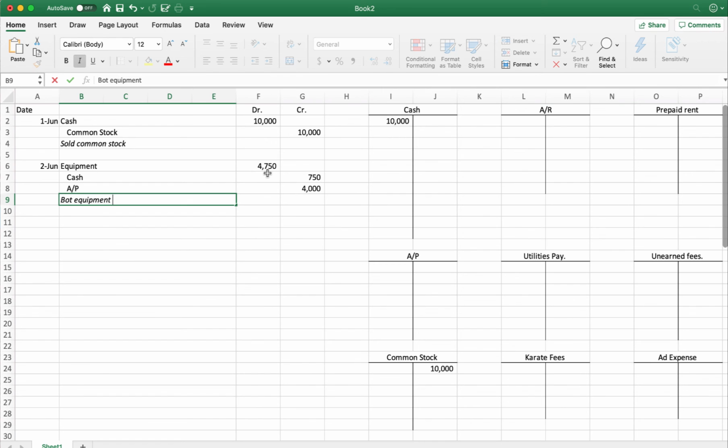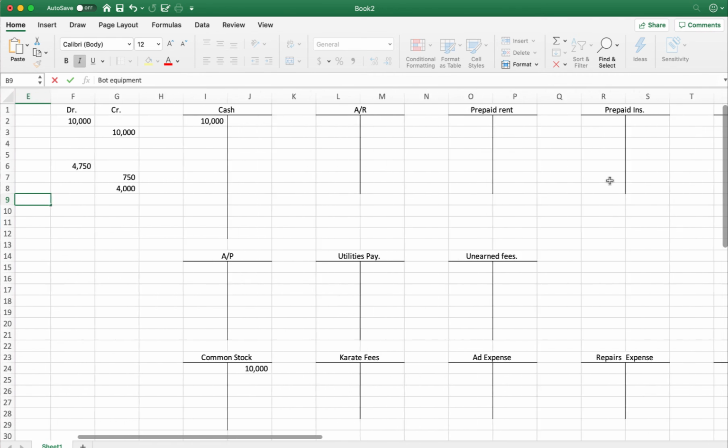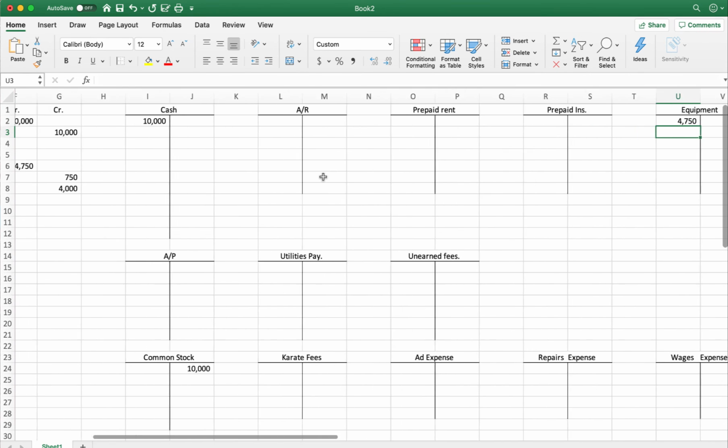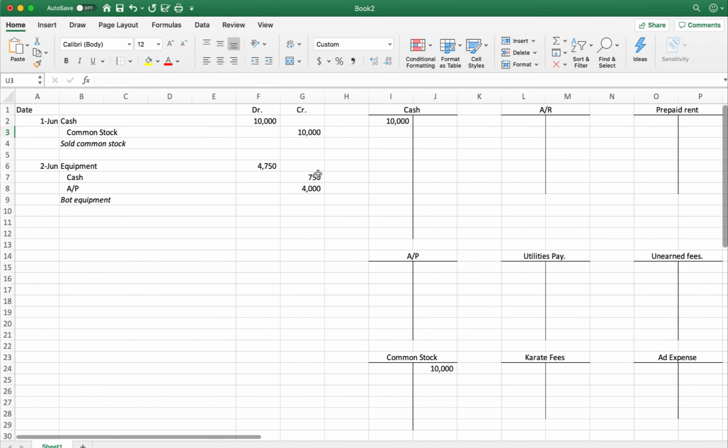That's good enough for now, okay? So now I'm going to post these, right? So I'm going to post my equipment. I need to go to my equipment account, which is right here. I'm going to post that debit of $4,750. I'm going to post the credit to cash for $750. And then I'm going to credit my accounts payable for $4,000. Okay? What's next? Well, skip a space, do the next journal entry.